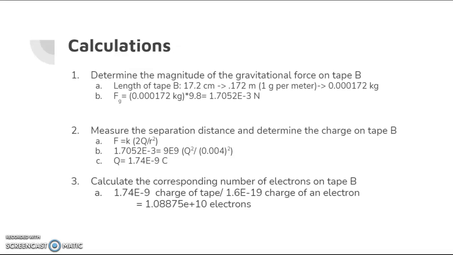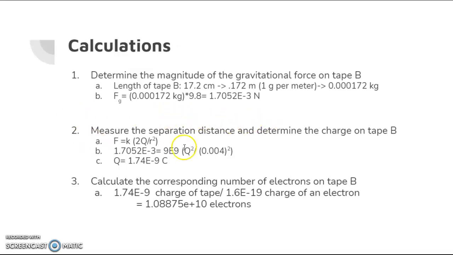For the calculations, first we need to calculate the magnitude of the gravitational force on tape B. We measured the length of tape B, which was 17.2. We converted to meters, and since the tape weighs 1 gram per meter, we were able to find its mass, which was 0.000172 kilograms. Using this mass, we were able to solve for its gravitational force, which was 1.7 times 10 to the negative 3 newtons.